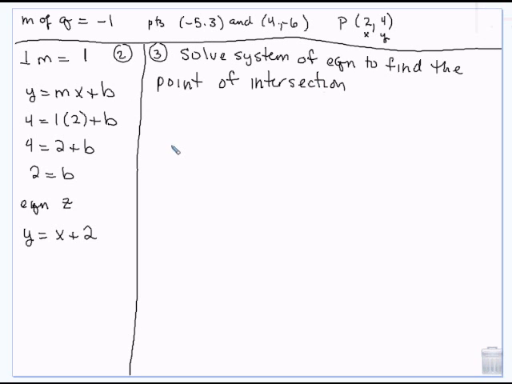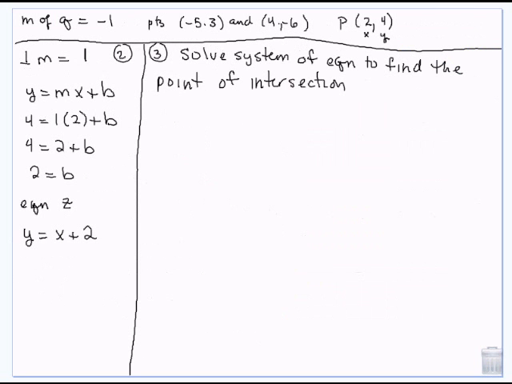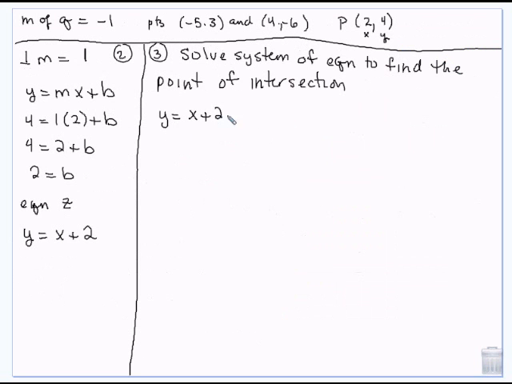After we have the two equations, we have to solve the system to find the point where they intersect. That's how we know for sure that this is the actual correct point. We have our system. Our equations are y equals x plus 2. We need to find the line equation here. Well, we know the slope is negative 1. Our y-intercept is negative 2. So our second equation is y equals negative x minus 2.